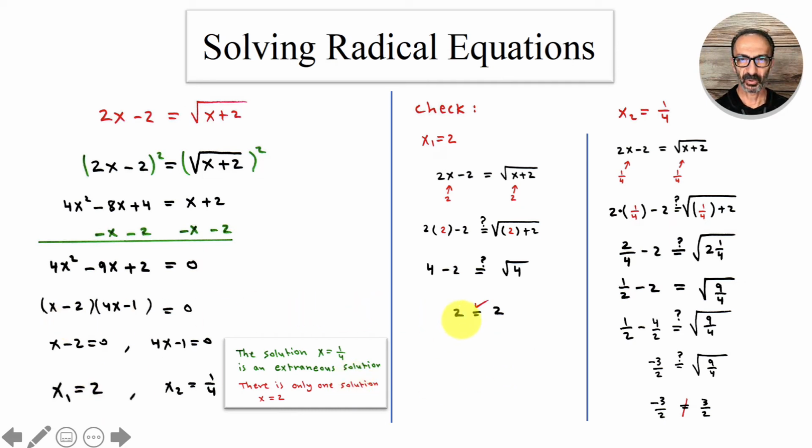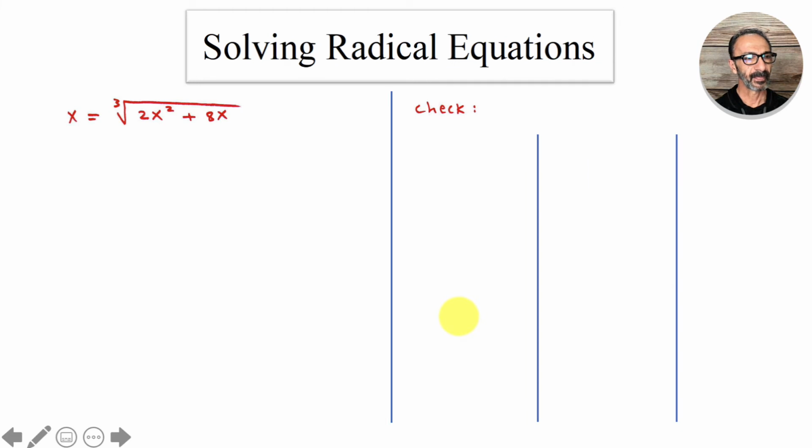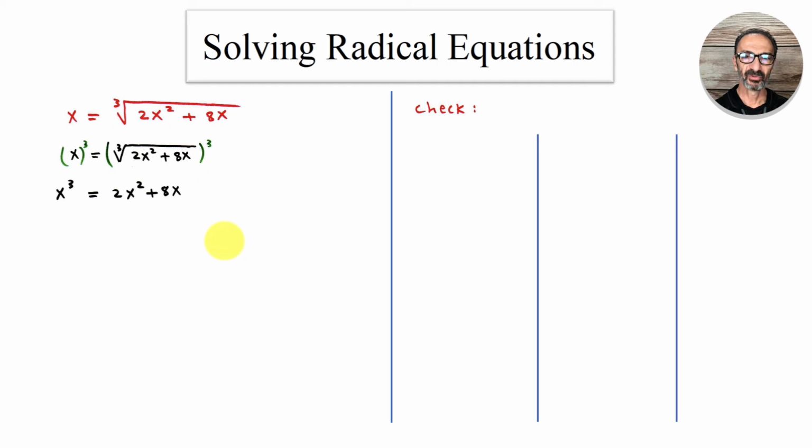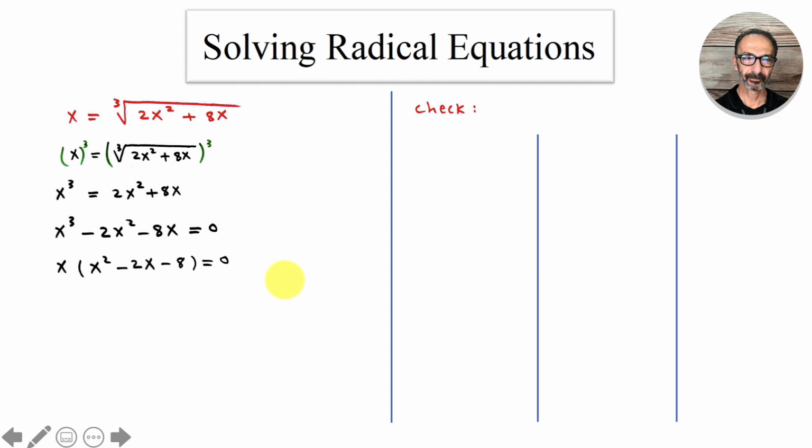Let's move on to another example. This is a cubic root, so we need to raise both sides to the power 3. That will cancel the cubic root, and on the left x cubed. Let's move everything to the left one side. Let's factor x out. They all have x's. And let's factor x squared minus 2x minus 8.